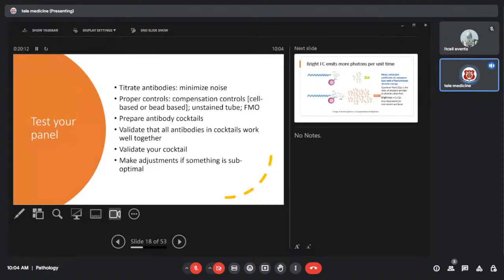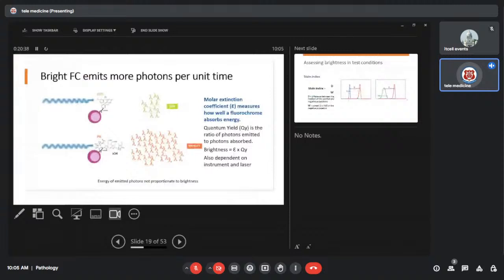Controls are very important. Another important thing is to prepare antibody cocktails. So if you have 8 antibodies in a tube, it is better to prepare a cocktail for 10 tests and add a fixed amount of your cocktail. Every time you avoid pipetting errors if you're using cocktails, but you have to validate that binding together is working in your cocktail as well. And you again have to make adjustments.